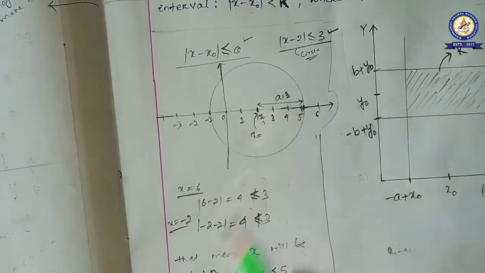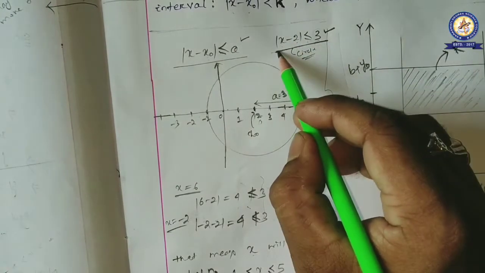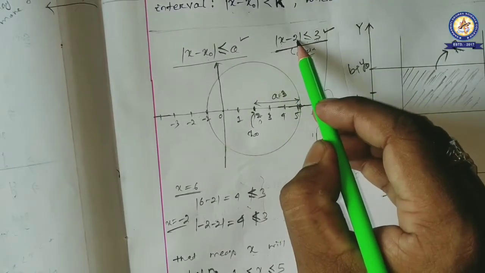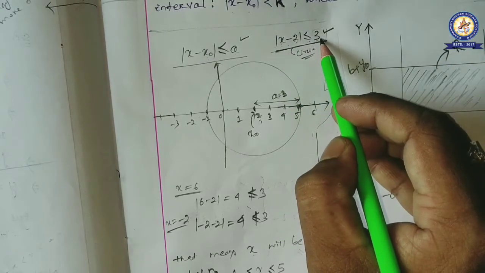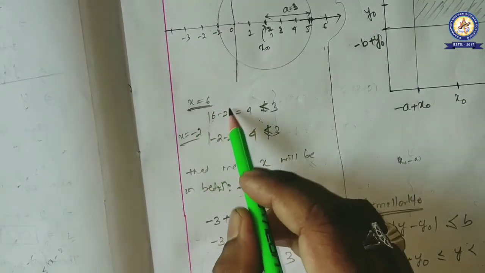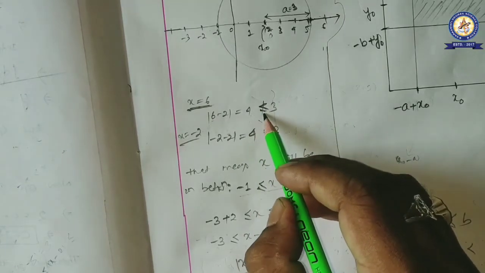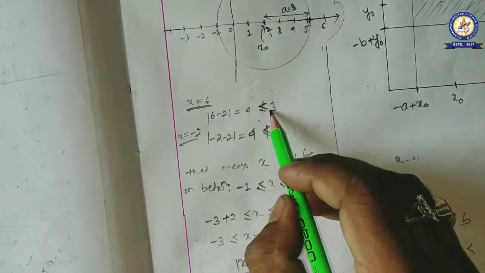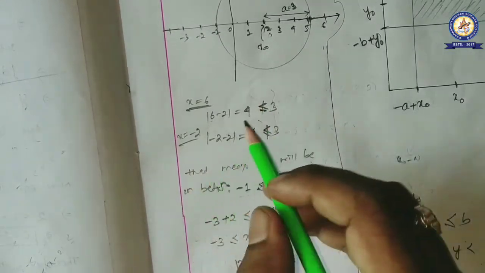This is the circle. Now we are going to consider the values of x which will satisfy this equation, right? First we consider x equal to 5. So |5 − 2| equals 3, and 3 is less than or equal to 3. Now consider 6. |6 − 2| equals 4, and 4 is not less than or equal to 3. 4 is greater than 3, so it is neither equal to nor less than. So we could not consider the point 6.